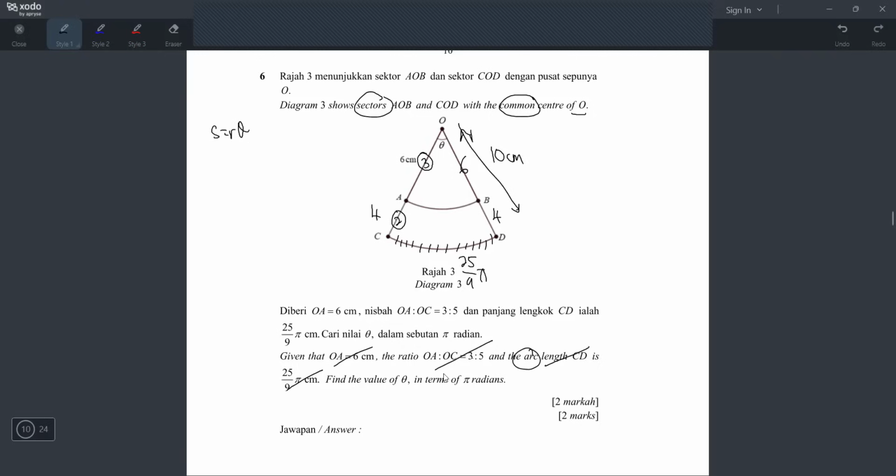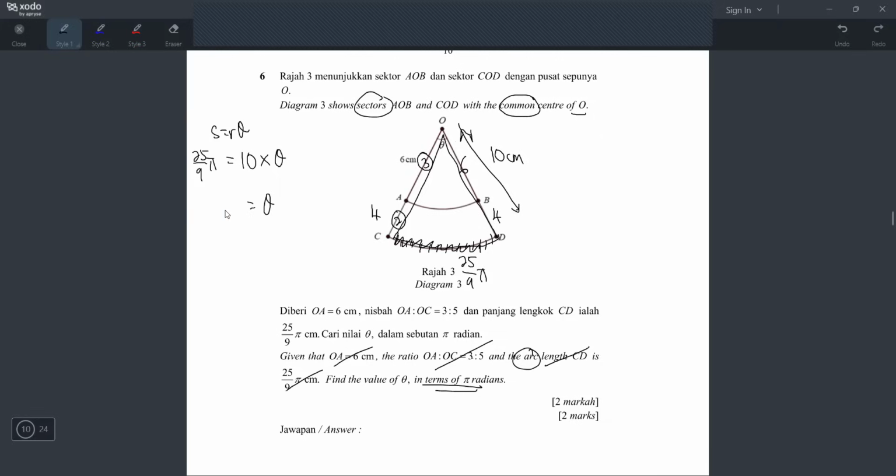And then now they say find the value of theta in terms of pi. Okay, they want in terms of pi, so we don't press the pi later in the calculator. Now we already have the arc, which is 25 over 9 pi, and we have the radius. But the radius, you don't put 6, you put 10. You know why? Because this arc is the arc of the big sector. That's why you have to take the big sector radius, which is 10, times theta. And then what is theta? You don't know. You want to find it. So when you find theta, you will get your theta in radian.